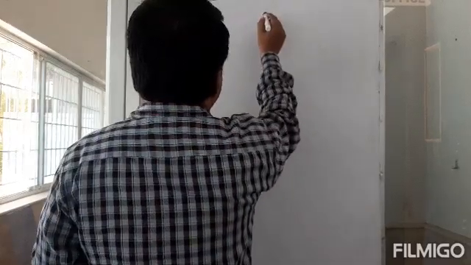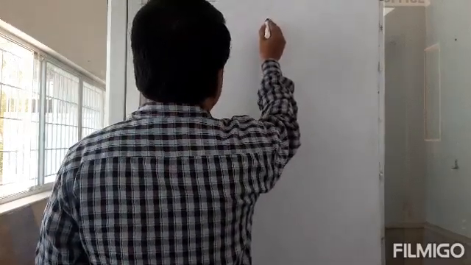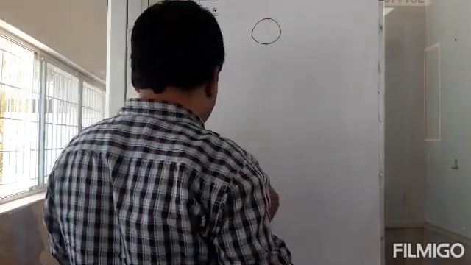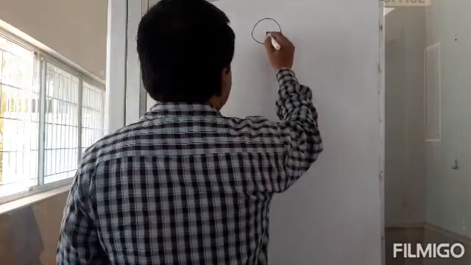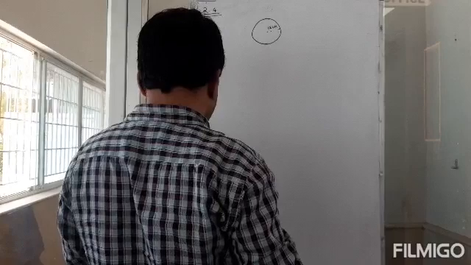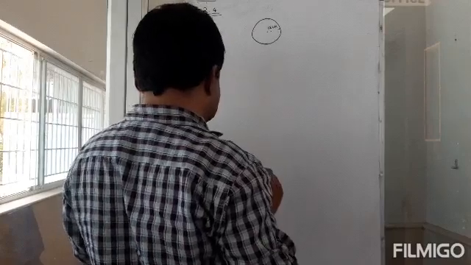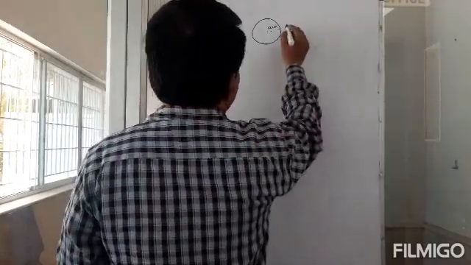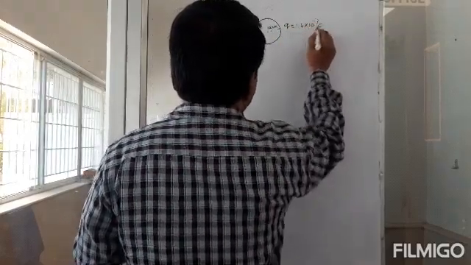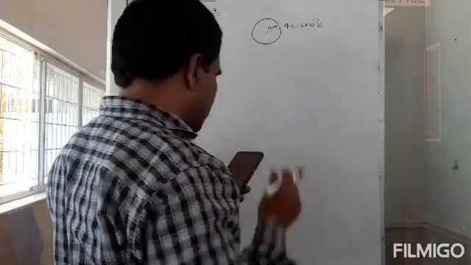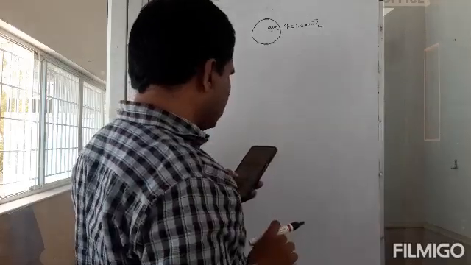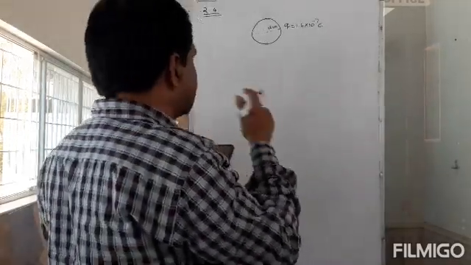A spherical conductor, so you have a spherical conductor of radius 12 centimeter. They have given you the radius, 12 centimeter, and a charge of 1.6 into 10 power minus 7 coulomb, distributed throughout the surface uniformly. Then what is the electric field inside the sphere?